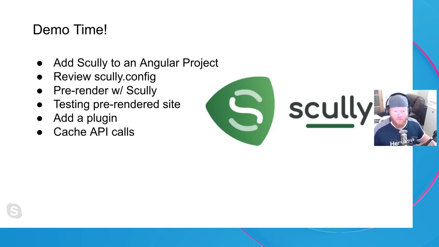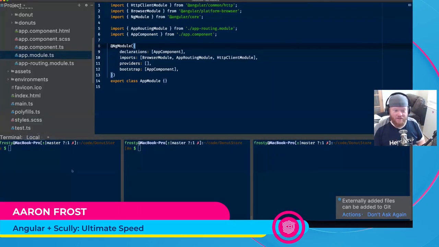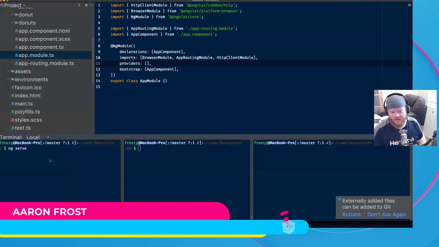We're going to add Skully to a project. We're going to walk through the Skully config. We'll pre-render the whole site with Skully, and then we're going to go through a couple of things: how do I test the pre-rendered site? How do I use some of the plugins? How do I cache some of my API calls? And I have a timer here, so I know I've got 22 minutes to walk through this demo, so I should be good, okay?